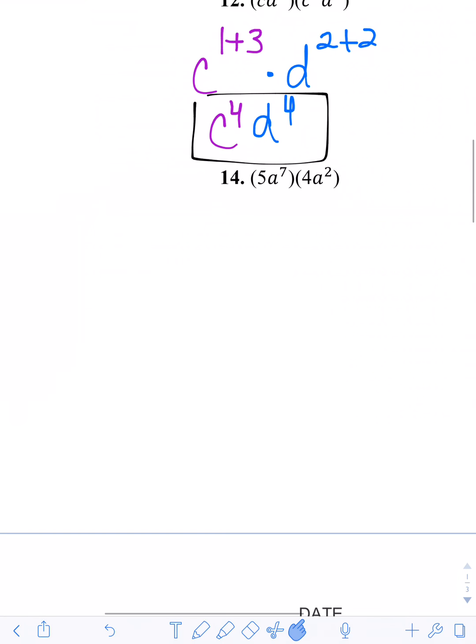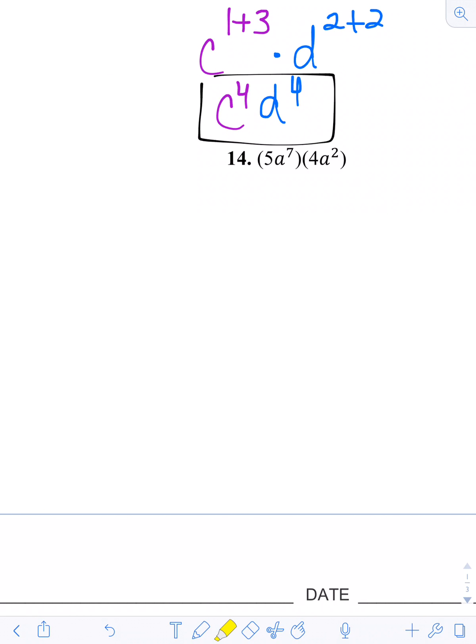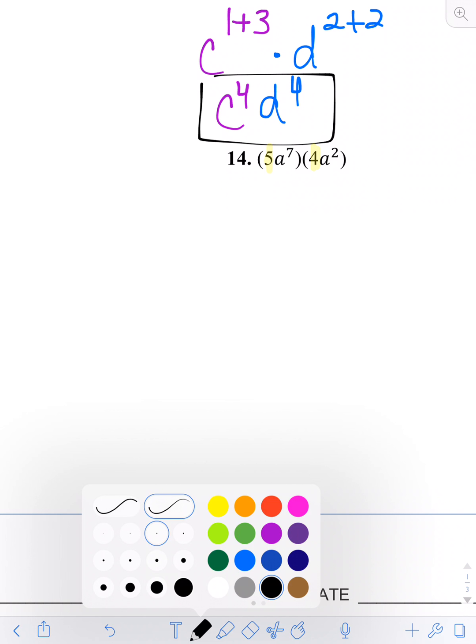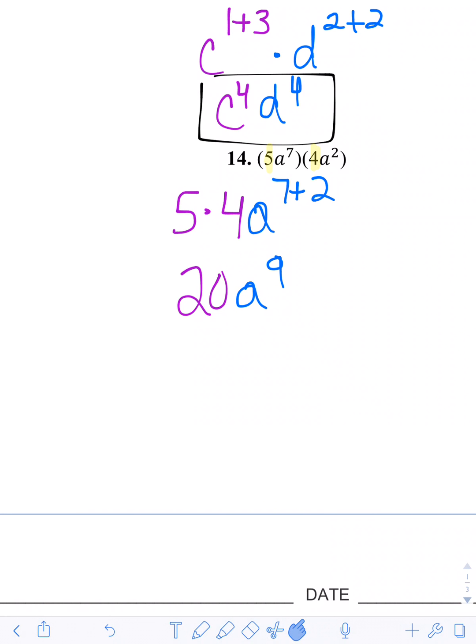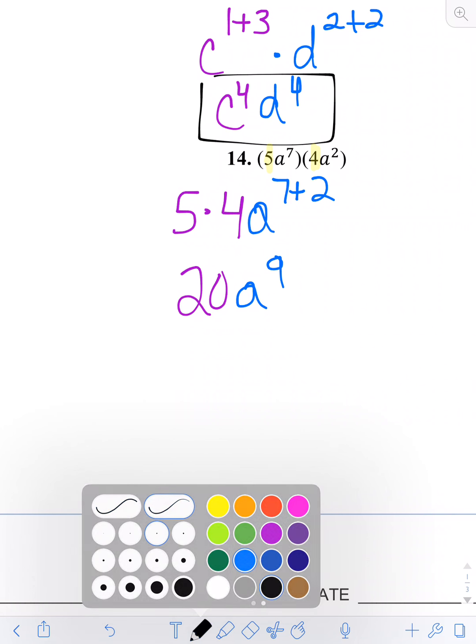Alright, and then last one like this. So again, you have a 5 and a 4. They're not exponents, so we're going to multiply them like we're supposed to, 5 times 4. And then the last thing you have is your variable a. My exponents are 7 and 2. When you multiply, you add the exponents. So we're going to simplify. 5 times 4 is 20, and then we have 7 plus 2, which is 9. And that's my final answer.